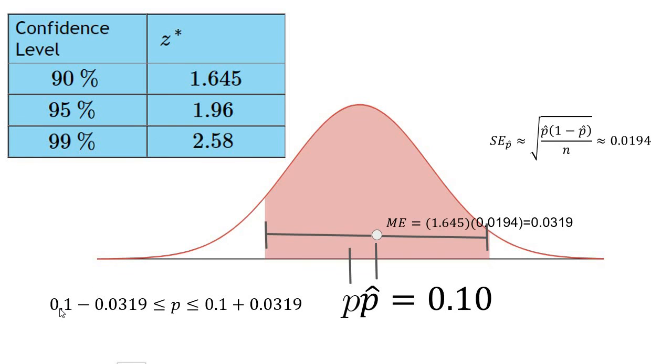So there's my p hat, 0.1. There's my margin of error, and I'm subtracting it. There's my p hat, 0.1, and there's my margin of error, and I'm adding it. So I think that p is somewhere between 0.068 and 0.132. If I repeat this process over and over, 90% of those intervals I create, I would expect to capture the actual true population proportion. This is one of those intervals. That's my 90% confidence.